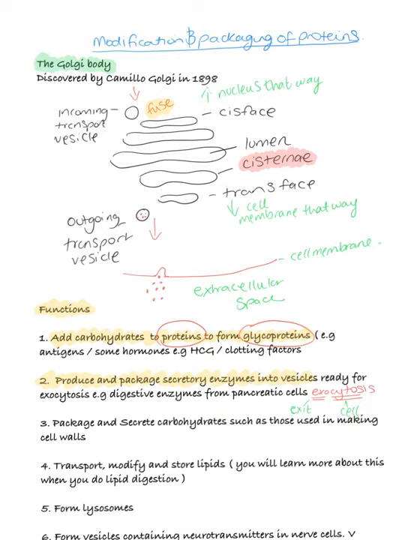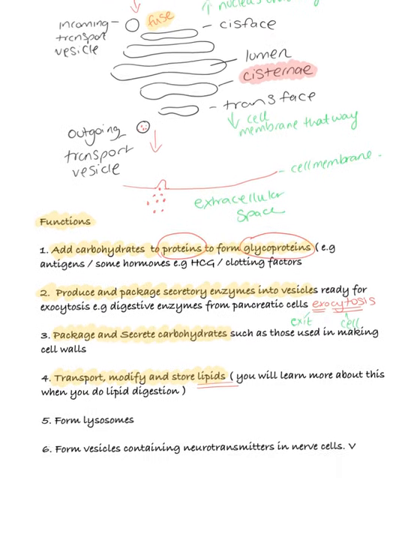Number three, it can package and secrete carbohydrates, such as those used in making plant cell walls, like cellulose and pectin. Number four, it can transport, modify, and store lipids. Now, this is sort of a secondary function of the Golgi body that's not really to do with modification, packaging, and transport of proteins. And you'll learn about this in much more detail when you do lipid digestion in the digestion and absorption topic.